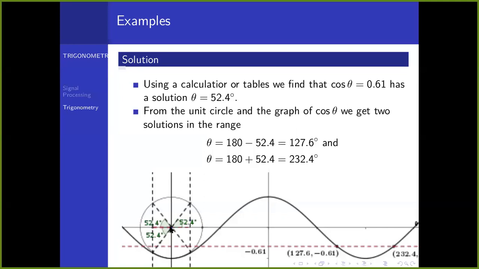Now, the cosine is measured as a projection onto the x-axis. So one of the angles that will give you a projection onto the negative axis is 180 minus 52.4, which is what we have up here. And the other one is 180 plus 52.4, which is what we have down here. You could do the same by drawing the line of negative 0.61 and intersecting with the graph of y equals cosine of theta. You'd still get the same points, 127.6 and 232.4, as your answers. So those are the only answers in the range that we need.